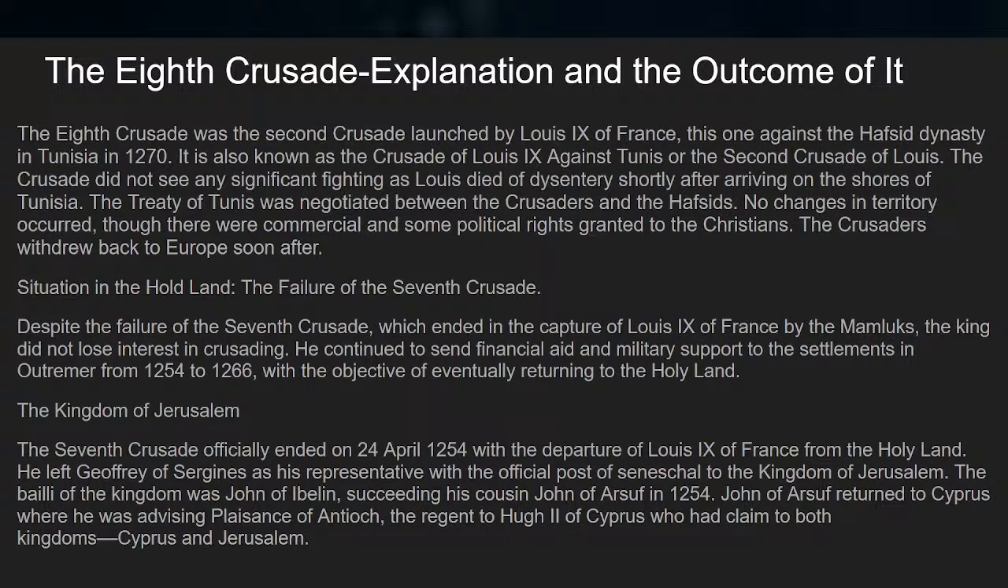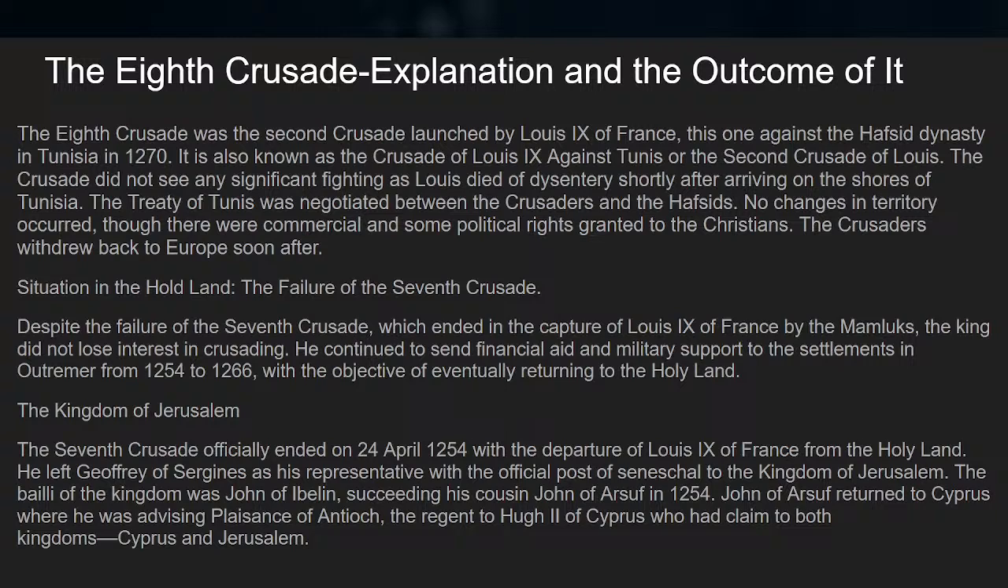Here's the situation in the Holy Land, the failure of the previous Seventh Crusade. Despite the failure of the Seventh Crusade, which ended in the capture of Louis VIII of France by the Mamluks, the king did not lose interest in crusading. He continued to send financial and military support to the settlements in Outremer, I think that's how you pronounce it, from 1254 to 1266 AD, with the objective of eventually returning to the Holy Land. The Kingdom of Jerusalem. The Seventh Crusade officially ended on April 24th, 1254 AD, with the departure of Louis VIII of France from the Holy Land.